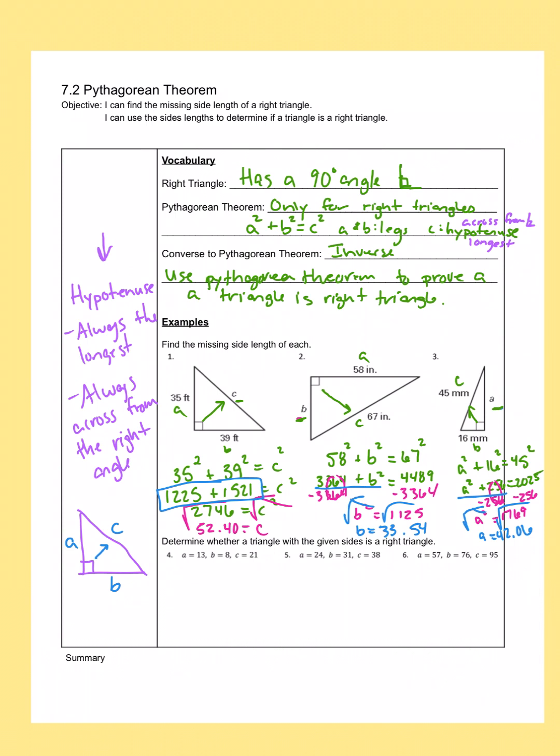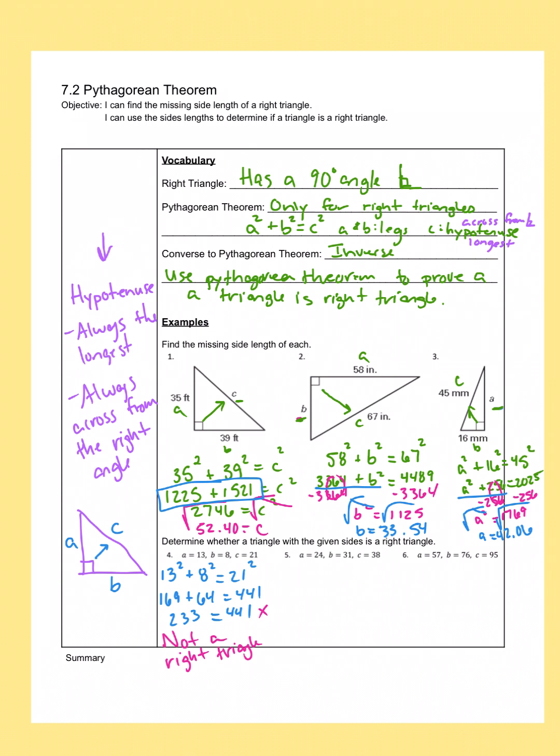So in this first one, we're going to have 13 squared plus 8 squared equals 21 squared. So I'm just plugging in my A, B, and C. Then I'm going to square all those numbers. So it's going to be 169 plus 64 equals 441. And then the two numbers on the left, since there's a plus sign in between them, I'm just going to take the 169 and add that to the 64. And we get 233. On the right-hand side, we still just have the 441. Then we have to check, are these two things equal? Is 233 equal to 441? And that is not equal, which means this is not a right triangle, because the Pythagorean theorem did not work.